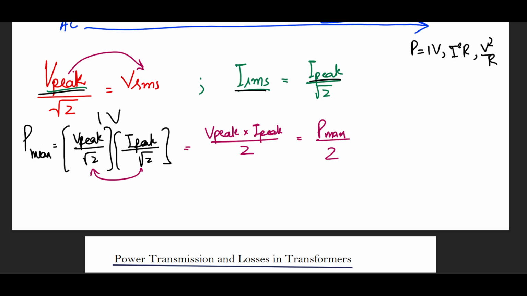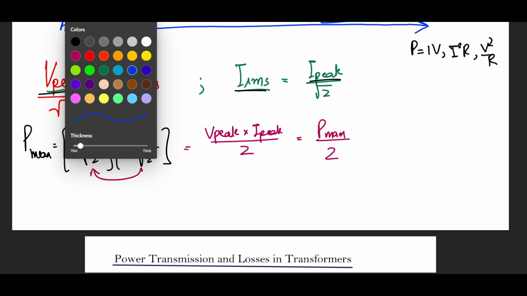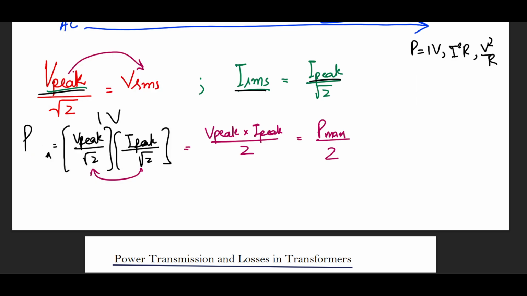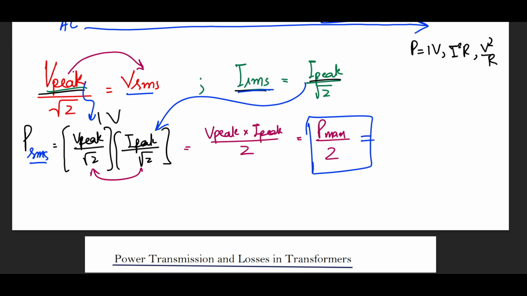Okay, so if I am taking the average values, let's say over here, if I was dealing with RMS values, I will take the VRMS, which is a replacement of this, and I will take the IRMS, which is a replacement of this, and I get to this equation that my maximum power divided by 2 is actually my RMS power. So let's simplify this.